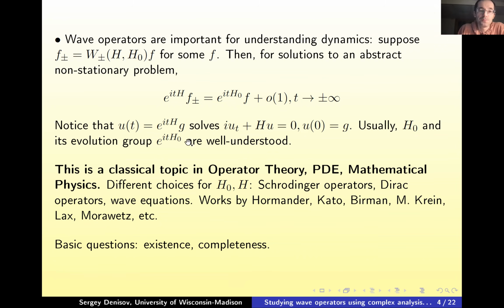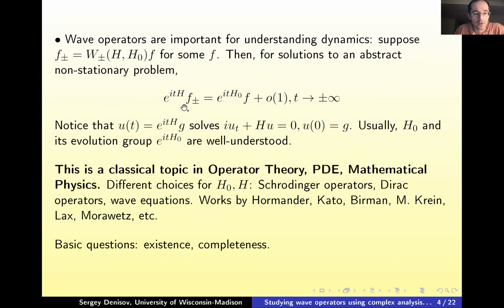So suppose that you take some function f and apply these wave operators to this function f. Well, you get two functions, f plus and f minus. And then if you think about the definition of the wave operators, that essentially means that the action of the perturbed group on this f plus and f minus asymptotically is equivalent to the action of this unperturbed group on the function f that you started with. And this perturbation, of course, is this little o in the sense of the norm coming from the Hilbert space.